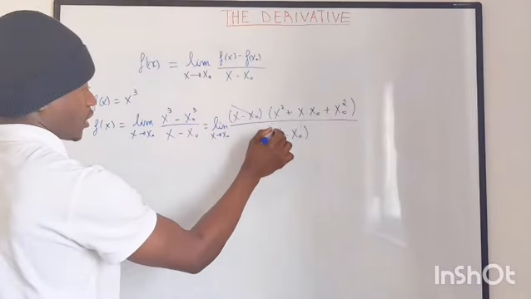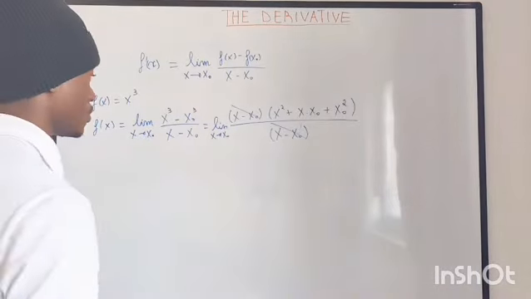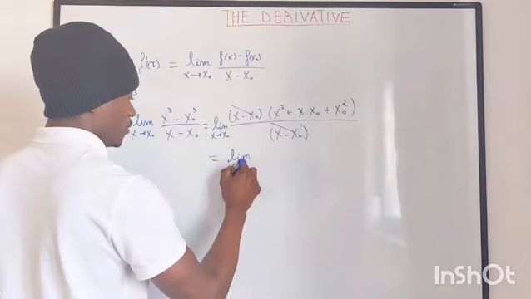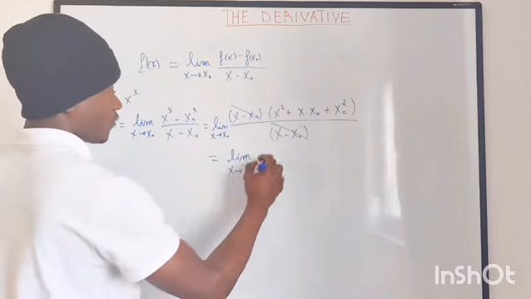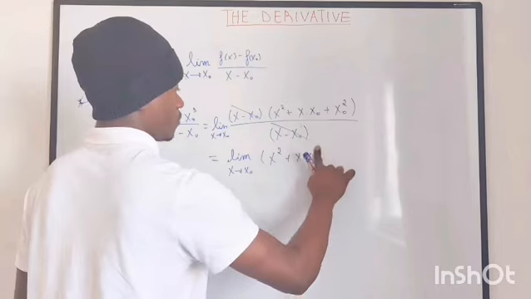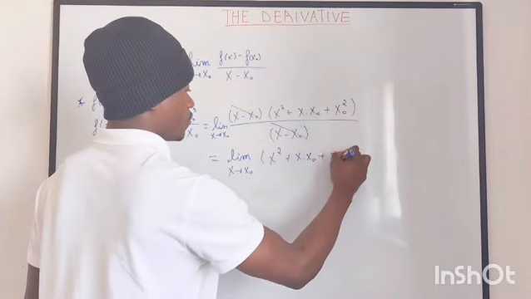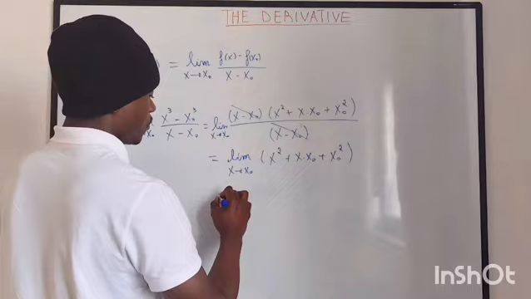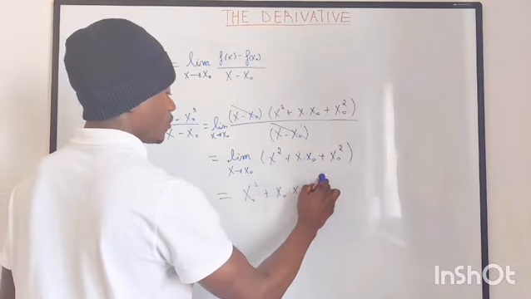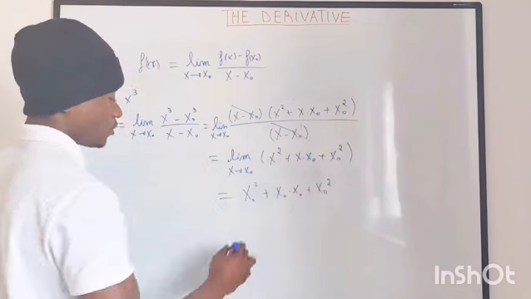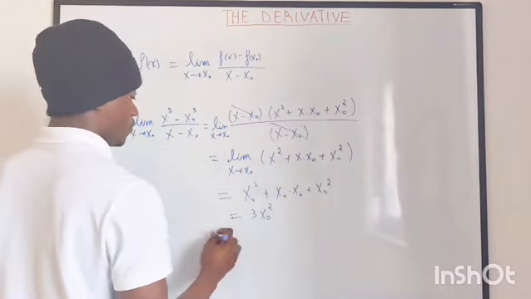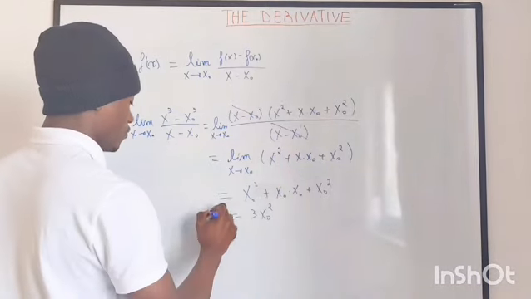And here, once again, we can cancel these two expressions. Since they are the same, they can just go, and then we have the limit when x goes to x0 of x squared plus x times x0 plus x0 squared. This will be x0 squared plus x0 times x0 plus x0 squared. That will be 3 times x0 squared. That is f prime.